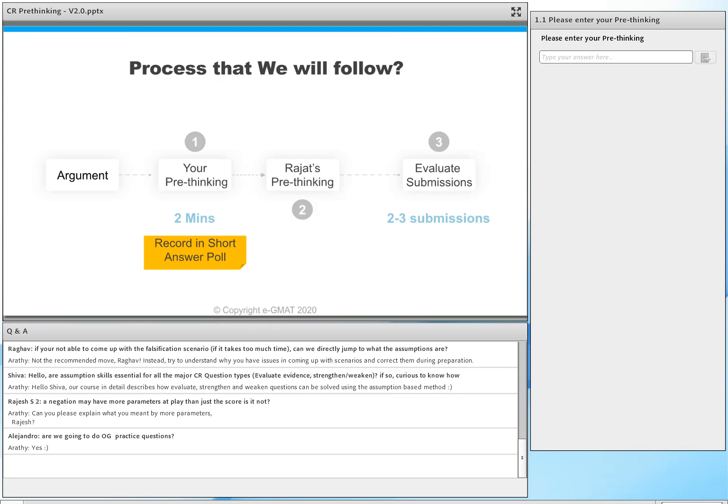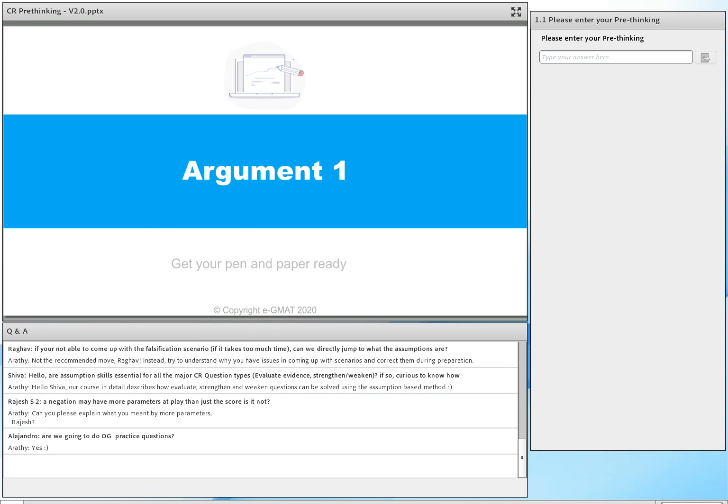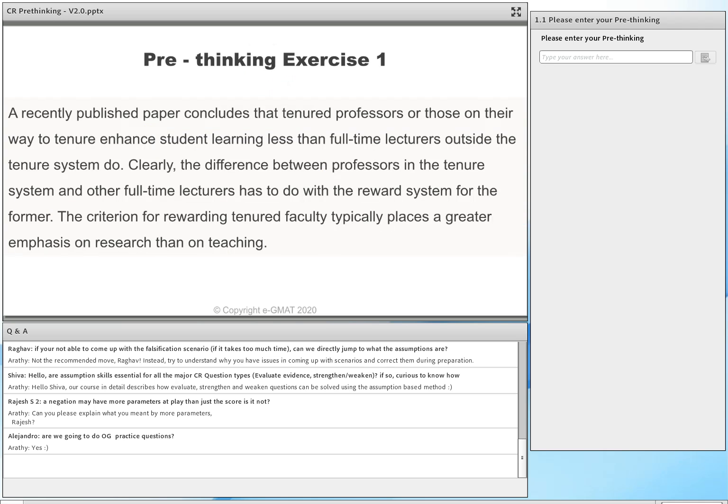Let me clear the short answer part. This is where you're going to put in your assumptions. Here is your argument over there. Good luck, guys. I'm going to mute myself for about 2.5 minutes so that you have ample time to go through this.